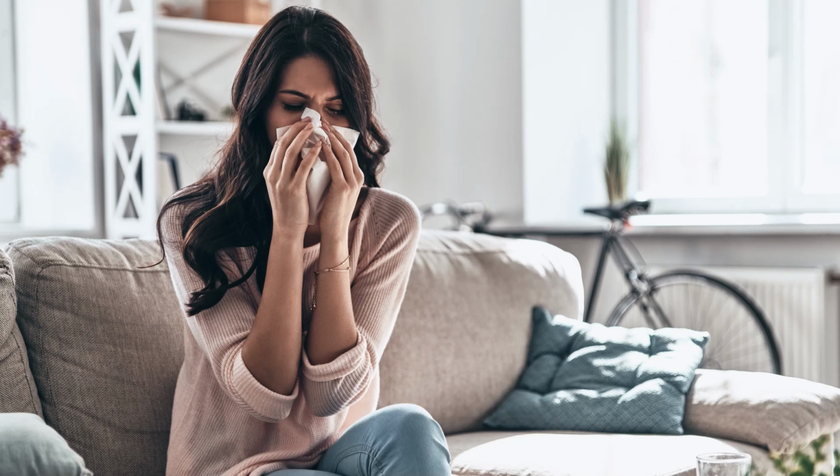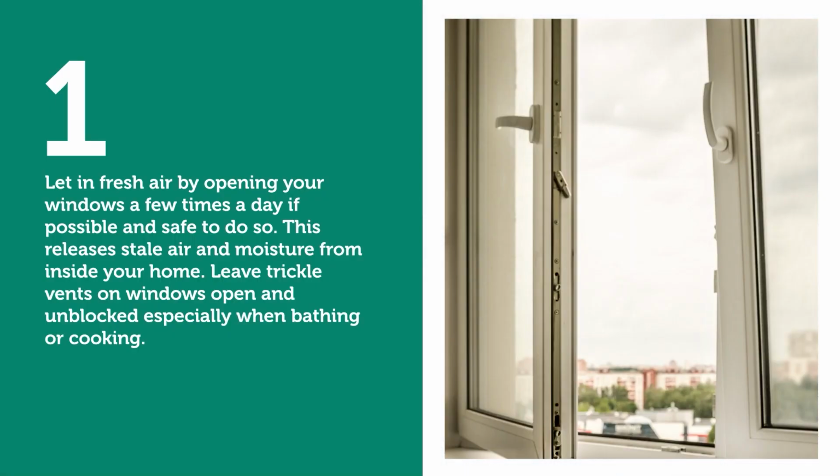Our top 10 tips to better indoor air quality. 1. Let in fresh air by opening your windows a few times a day, if it is possible and safe to do so. This releases stale air and moisture from inside your home. Leave trickle vents on windows open and unblocked, especially when bathing or cooking.